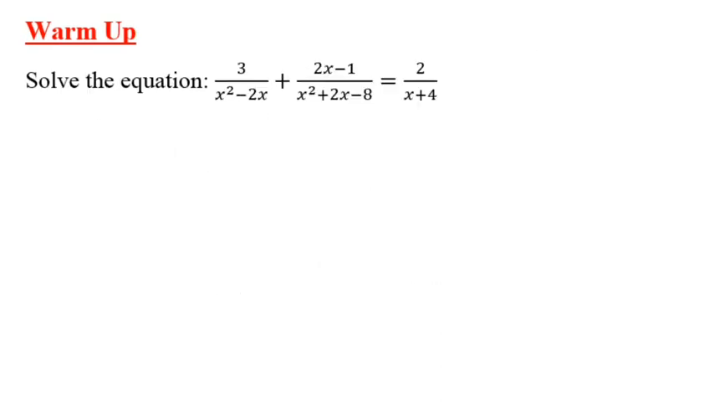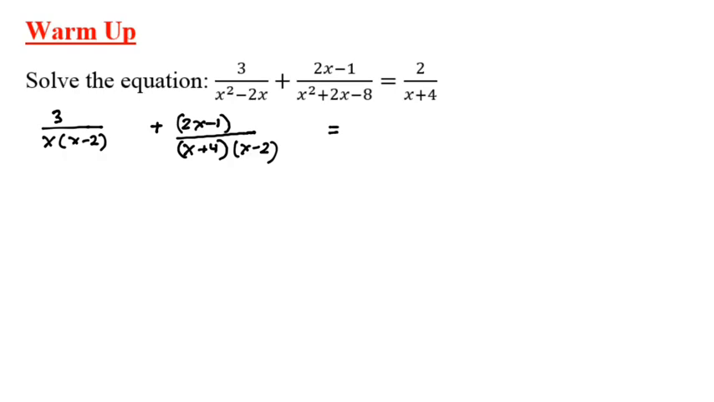Okay, in the third problem, we are asked to solve this equation. You can see that the denominators are a little complicated. So in the first step, we are going to factor the denominators. So 3 divided by x, a common factor, x minus 2 in the first one, plus the second term, 2x minus 1, divided by x squared plus 2x minus 8. It can be factored to x plus 4 times x minus 2.